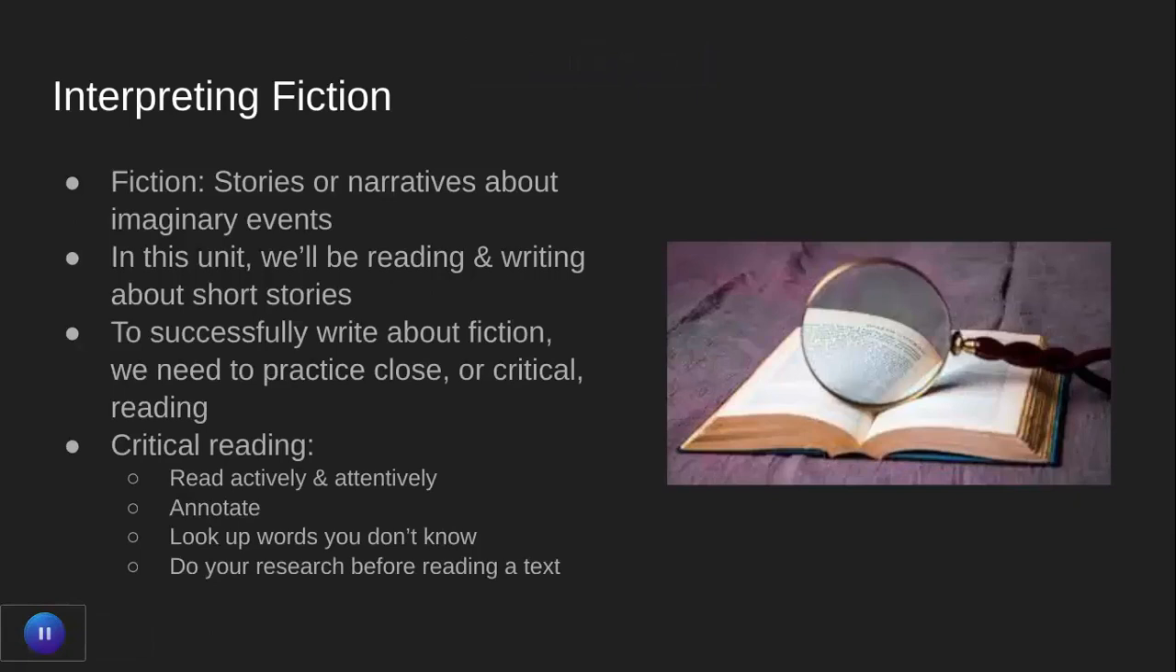As I mentioned, in this unit we're reading and writing about a bunch of different short stories. To successfully write about fiction, we need to practice close or critical reading. So, a reminder about critical reading. When we're reading critically, we are reading actively and attentively. We're doing things like annotating and looking up words that we don't know. And we're doing some background research before we start reading a text so that we understand the context, maybe some information about the author, all of those good things that will help us to better understand what the author has to say in their story.